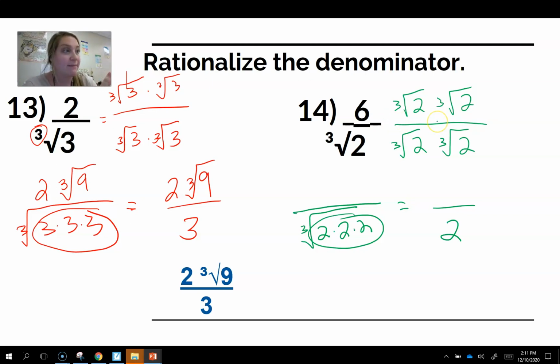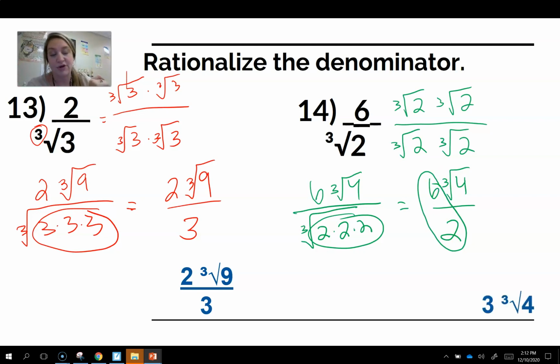I have to simplify my numerator. Here, this is going to be a 6, right? This becomes the cube root of 4. I cannot simplify the cube root of 4. There's not 3 of the same number that can come out of it, so it's going to stay 6 cube root 4. But 6 divided by 2, the numbers on the outside, that can simplify. So my answer here is going to be 3 times the cube root of 4, because 6 over 2 simplifies to just 3. Okay, those are like terms. They're not in a radical, so we're able to simplify those pieces.